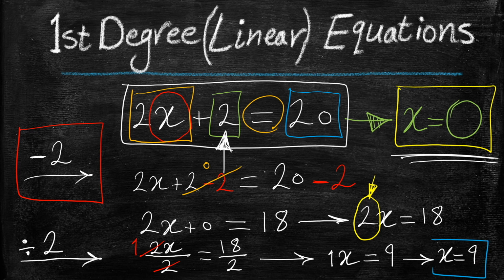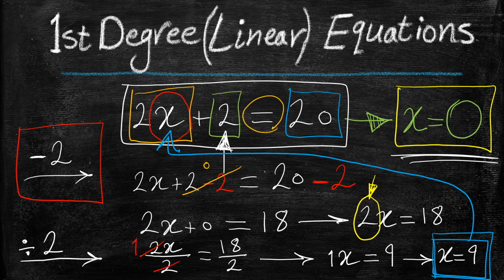That's it. We solved the equation, meaning we solved x. We found what x is. So in this original equation, if you substitute x as 9, you will see the left hand side will be equal to the right hand side. That's how we solve this kind of equation.